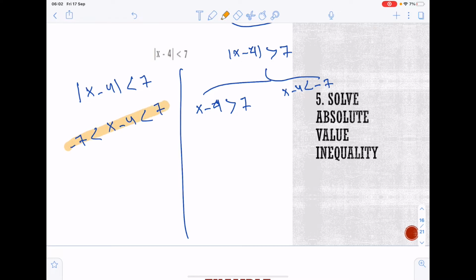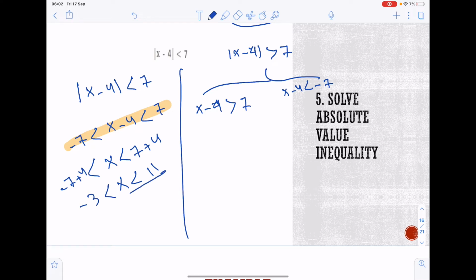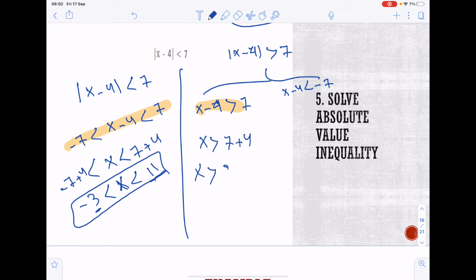So in this one, let's solve this one. We just add 4 to all the sides. So x is less than 7 plus 4, and here negative 7 plus 4. So x is less than 11 and more than negative 3. This would be the answer. It means that x is between these two values, negative 3 and 11. But for this one, x is more than 7 plus 4, so x is more than 11. And here x is less than negative 7 plus 4, so x is less than negative 3.